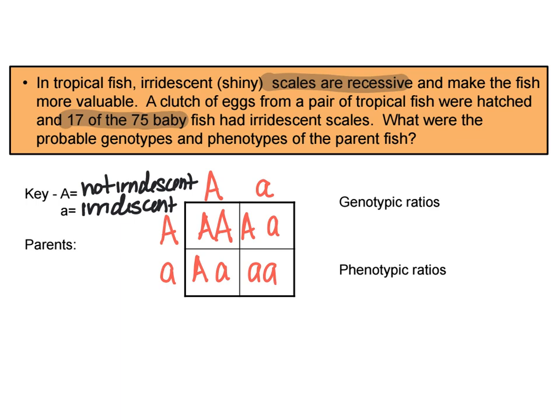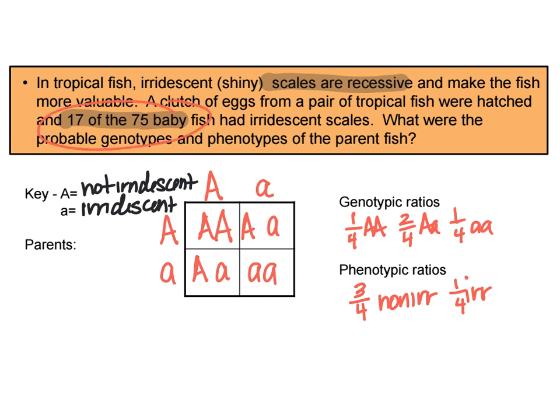Now, having done this, I'm going to figure out my genotypic ratios. 1 out of 4 would be big A, big A. 2 out of 4 would be big A, little a. 1 out of 4 would be little a, little a. Now, I can't see that in the problem, but I can see that 3/4 will have non-iridescent, and I'm going to abbreviate here, and 1 out of 4 is going to have iridescent, and that is consistent with what we see in the problem.